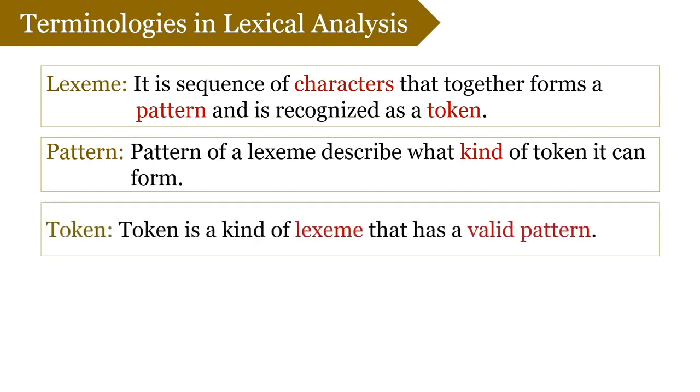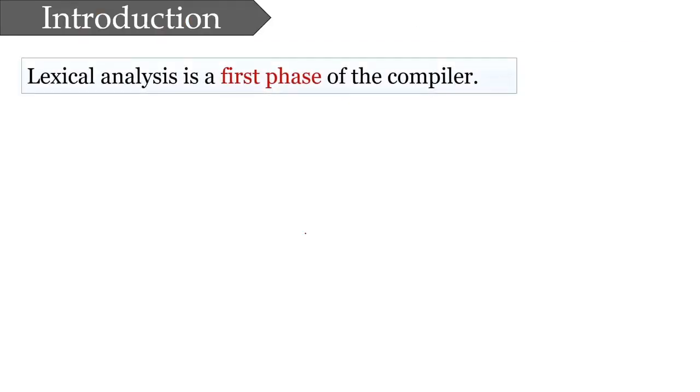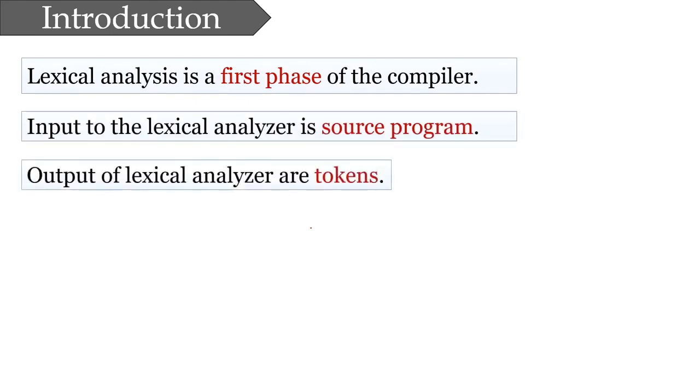Token: a lexeme with a valid pattern is recognized as a token. A well-formed token can be an identifier, operator, constant, keyword, literal, separator, or a special character. Being the first phase of the compiler, lexical analysis is the process of tokenization. Input to the lexical analyzer is the source program and output of the lexical analyzer is a group of tokens.